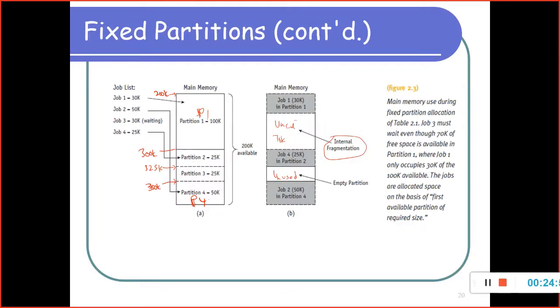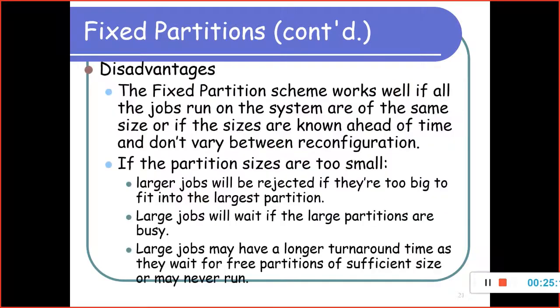Here job 3 has to wait. Although the unused memory, if you combine 25K plus 70K, 25 to 70, is like 125K of free memory space, job 3 has to wait because partition 1 is occupied, partition 4 is occupied, and partition 2 and partition 3 cannot accommodate job 3.